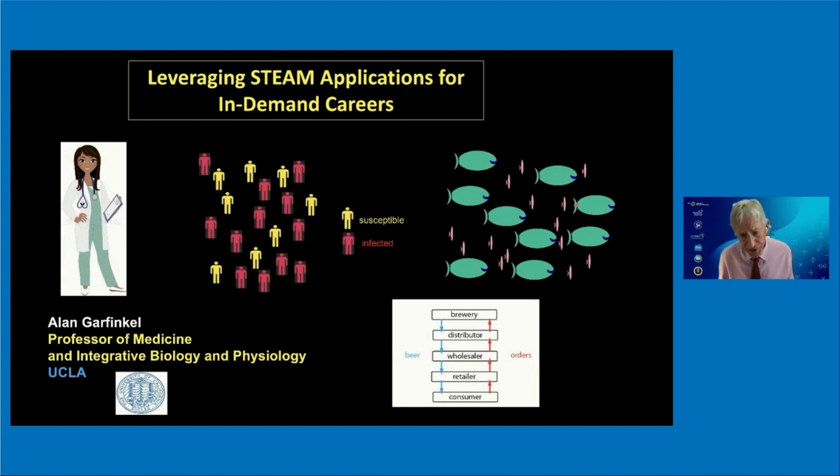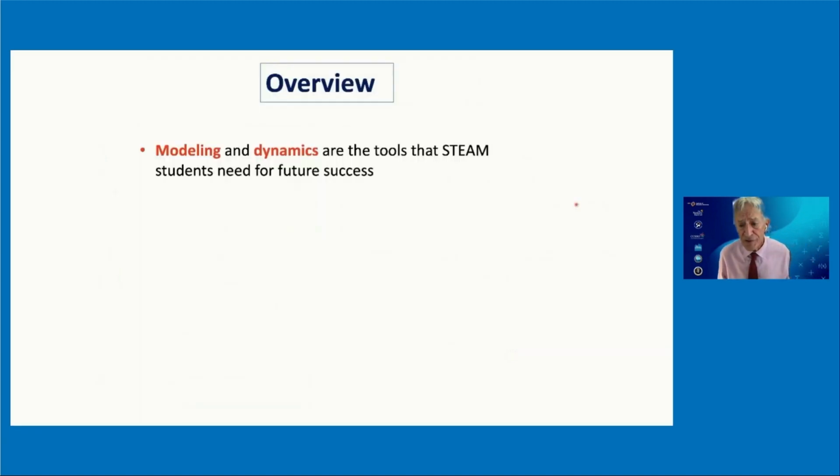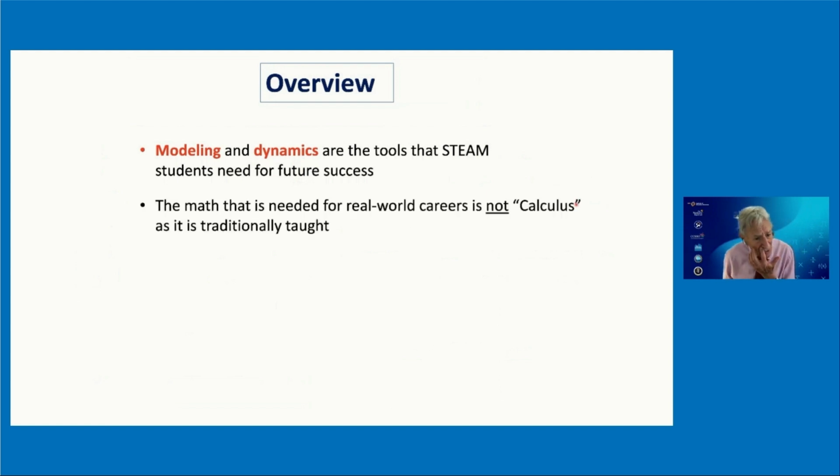So, my basic message today is that by and large, we need to radically change the math that we are teaching in order to make it relevant for in-demand careers. What we have found, and what a number of people have found, is that modeling and dynamics are the key concepts that all math students need to learn in order to carry them into careers. And in particular, the math that we need is not calculus as it is traditionally taught. And I'll talk about that.